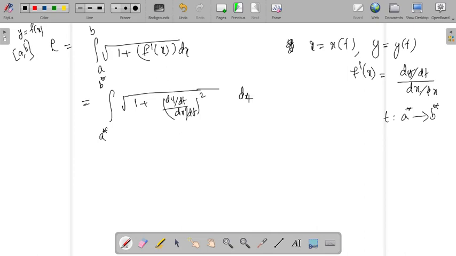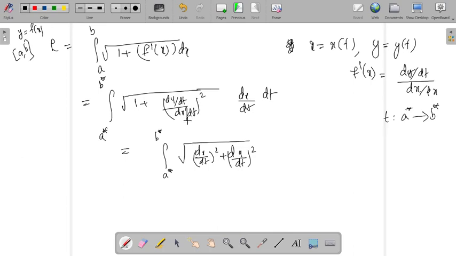Now I can write dx as dx by dt into dt. So you will get integral a star to b star. We take the common denominator, so (dx by dt) whole square plus (dy by dt) whole square, over (dx by dt) whole square. When the square root comes outside, the dx by dt will cancel. So this is what you are going to get as the length. So if you have a parametric curve, that's how you obtain the arc length.